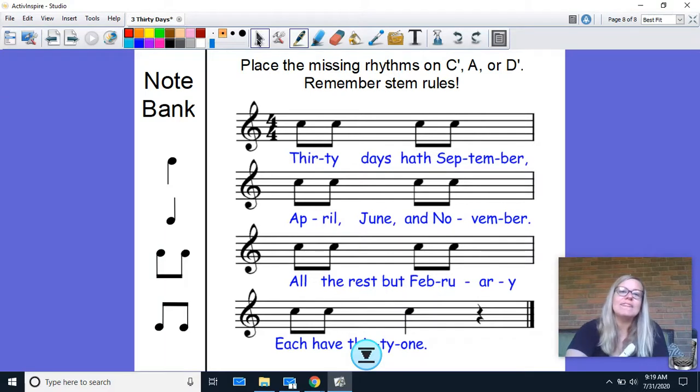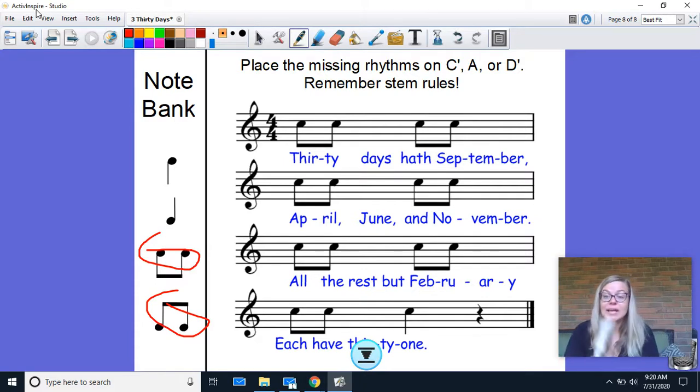All right, so on this one, we are going to place missing rhythms on C, A, or D. So I've got these notes over here. Now, if the note has two sounds, like timber from September, that needs to have two sounds in our rhythm. So we would need to use two eighth notes, either this one right here or this one on timber. If it has one sound like June, then we use just the quarter note.